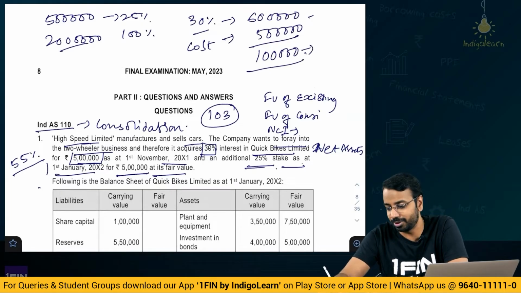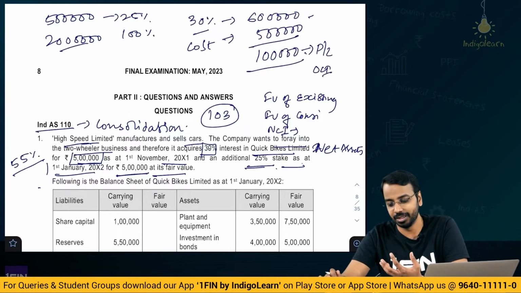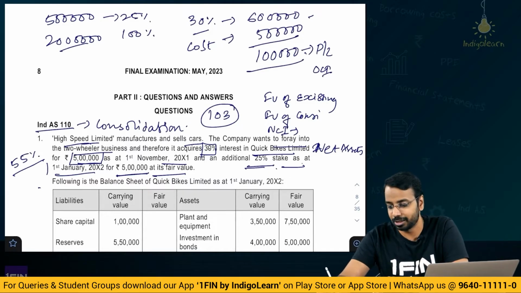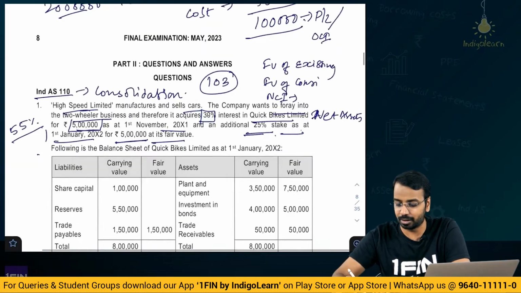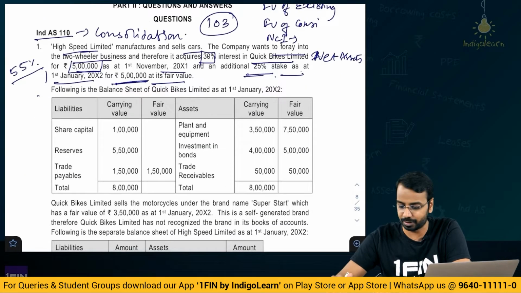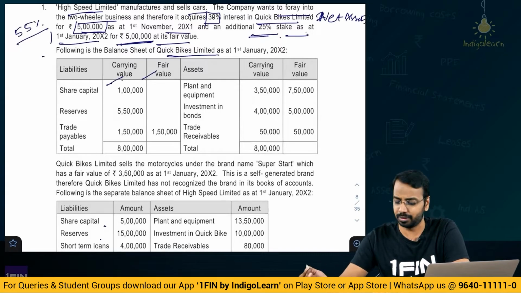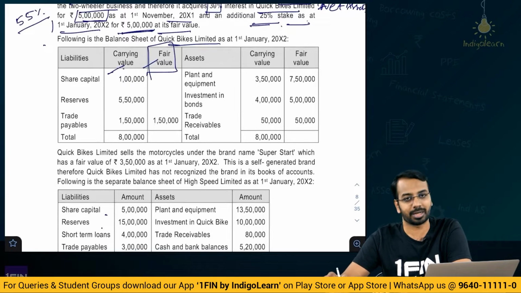This gain of 1 lakh will be taken to P&L or OCI depending on the classification as per Ind AS 109. See, at final level, it is not only looking at one standard. You have to understand the synthesis of multiple standards, right? Now P&L or OCI depending on the classification chosen by the entity. This is done. Then the existing stake and the new stake that they have acquired, 5 lakhs, that's also given. Then the balance sheet of Quick Bikes is given, carrying value is given, fair value is given. So we will use the fair value for the purpose of calculation of goodwill or capital reserve.